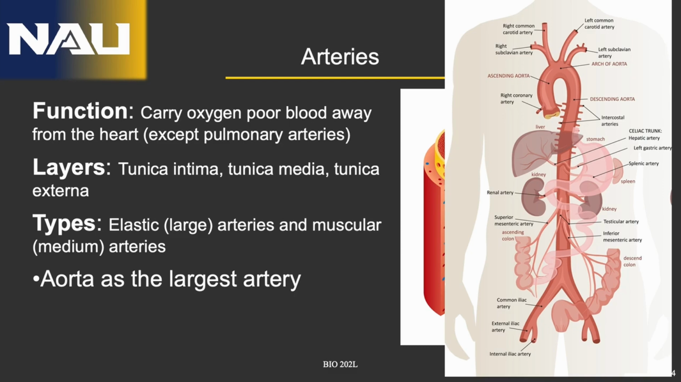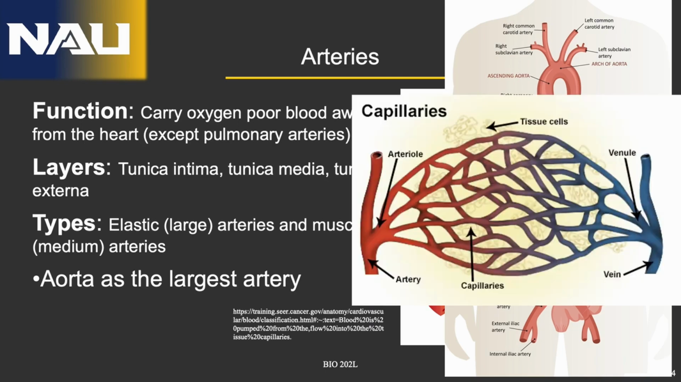Then there's the muscular arteries. These are medium-sized arteries that distribute blood to specific body regions and organs. They have a higher proportion of smooth muscle in the tunica media, which allows for greater control over blood flow through vasoconstriction and vasodilation. Now, arteries can also split and branch out into smaller blood-carrying vessels.